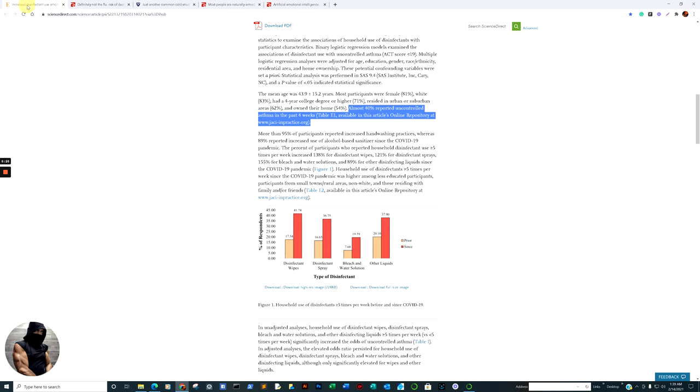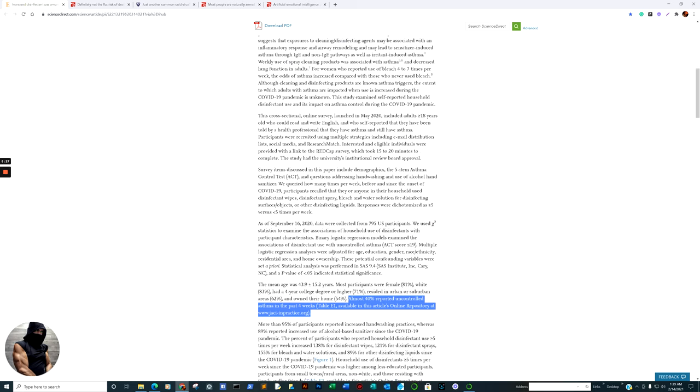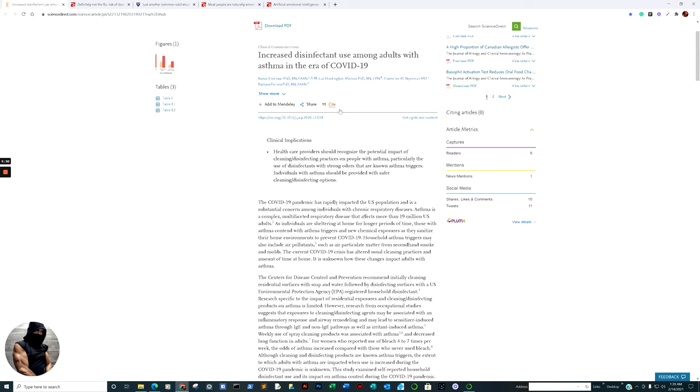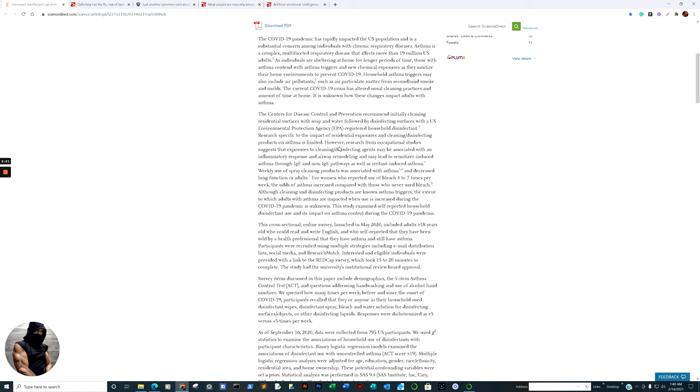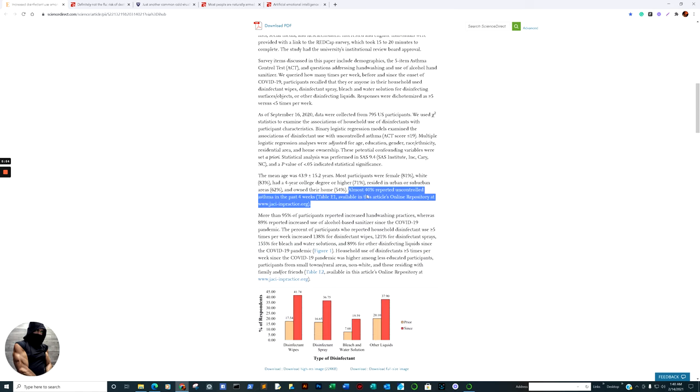Let's start with the important stuff. Disinfectants. Disinfectants being used in the age of COVID-19 is resulting in a lot of uncontrolled asthma outbreaks. Now keep in mind, this observational study or survey was conducted among those that had asthma. Of those individuals in the survey that had asthma, within the past 4 weeks, almost 40% reported uncontrolled asthma.